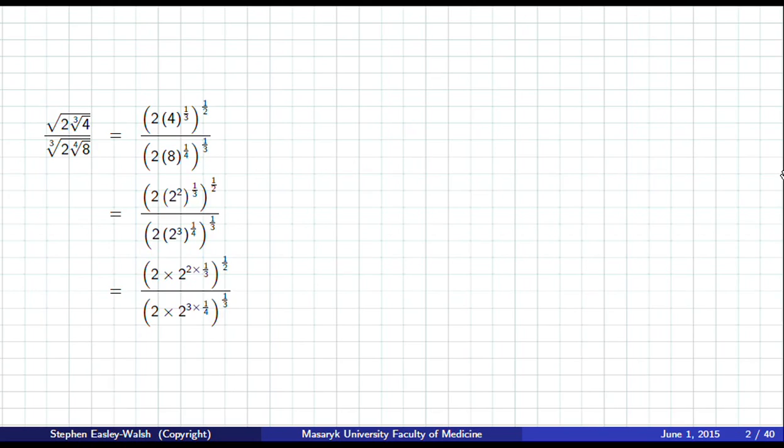Next, when we have powers together, as we do here with the 2 and the 3rd, they can be multiplied together. This is one of the rules of powers. So the 2 squared and then to the power of 1/3 is the same as 2 to the power of 2 multiplied by 1/3. So powers arranged like this get multiplied together, and the same happens in the denominator.